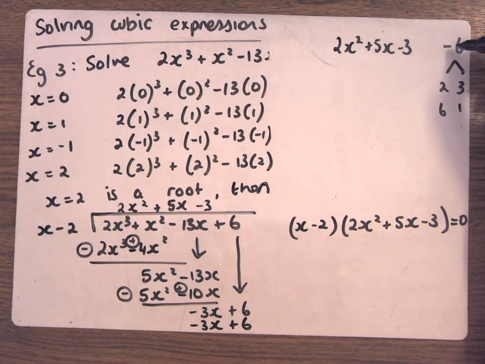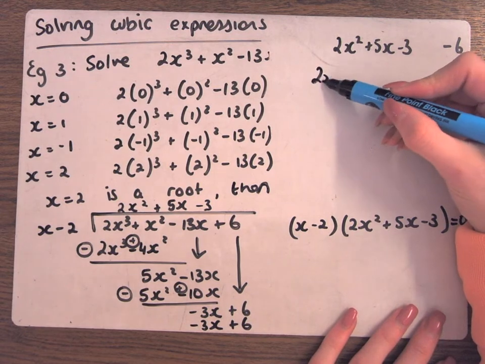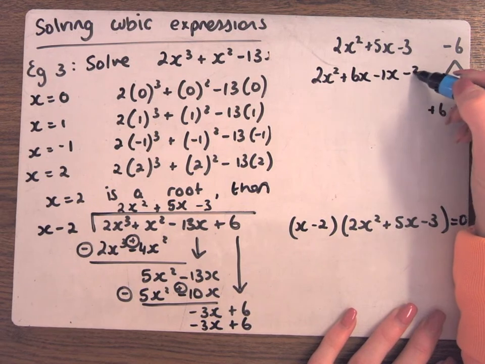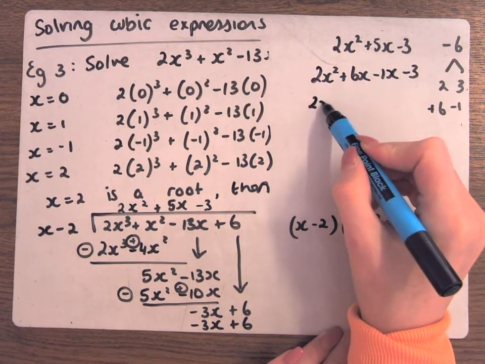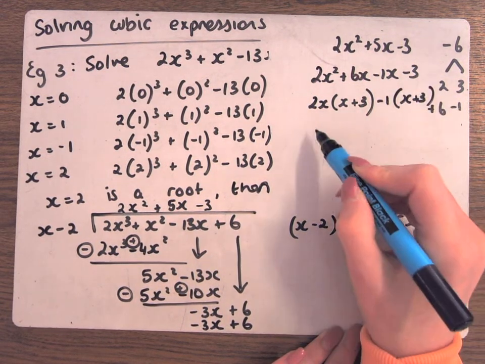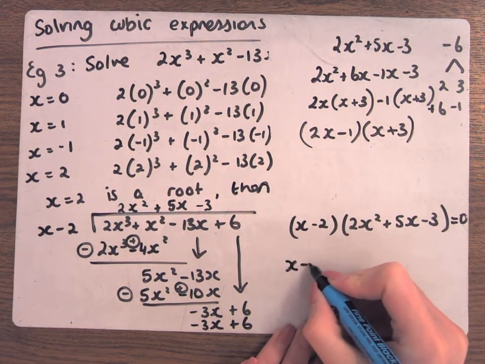So I'm looking for minus 6. What are the factors of a minus? A minus and a plus. So it's either going to be plus 6 minus 1. Plus and a minus won't give me 5 with 2 and 3, because one will be a plus, one will be a minus. So 2x squared plus 6x minus 1x minus 3. What's common to these two is 2x, x plus 3. What's common to these two? Minus 1, x plus 3. 2x minus 1, x plus 3. So this is what I'm left with as my factors.